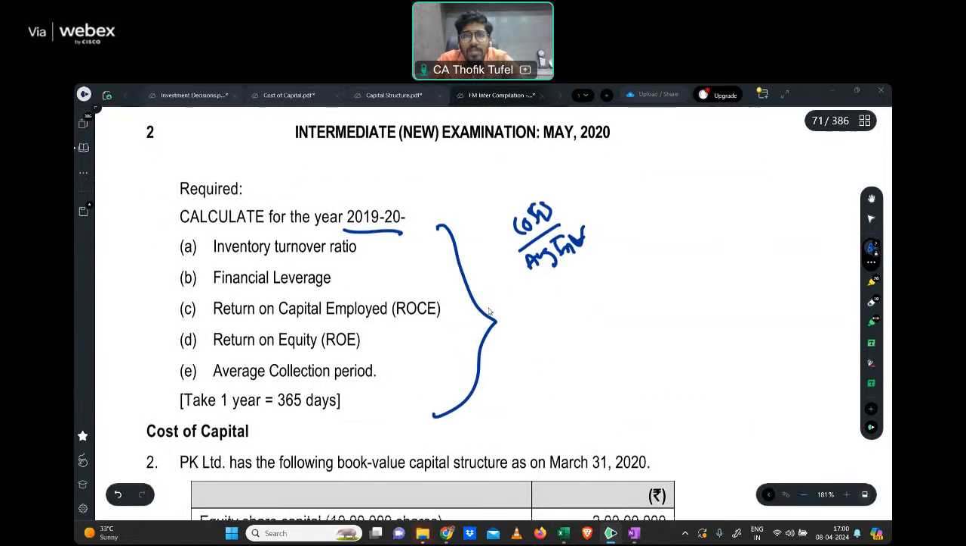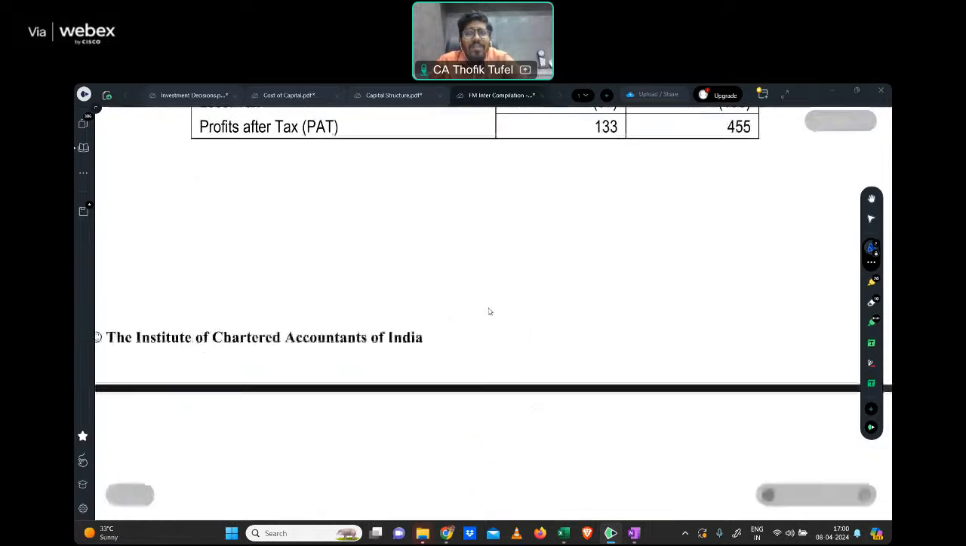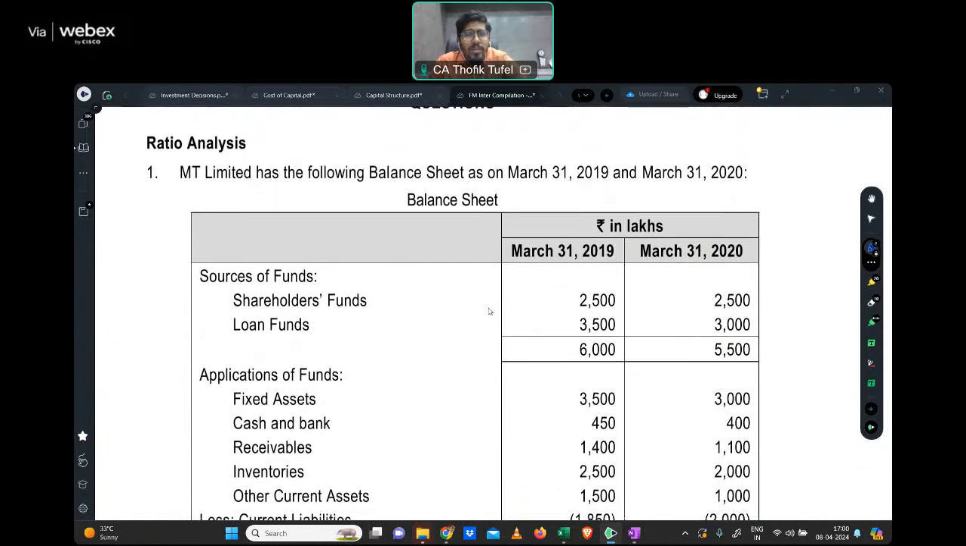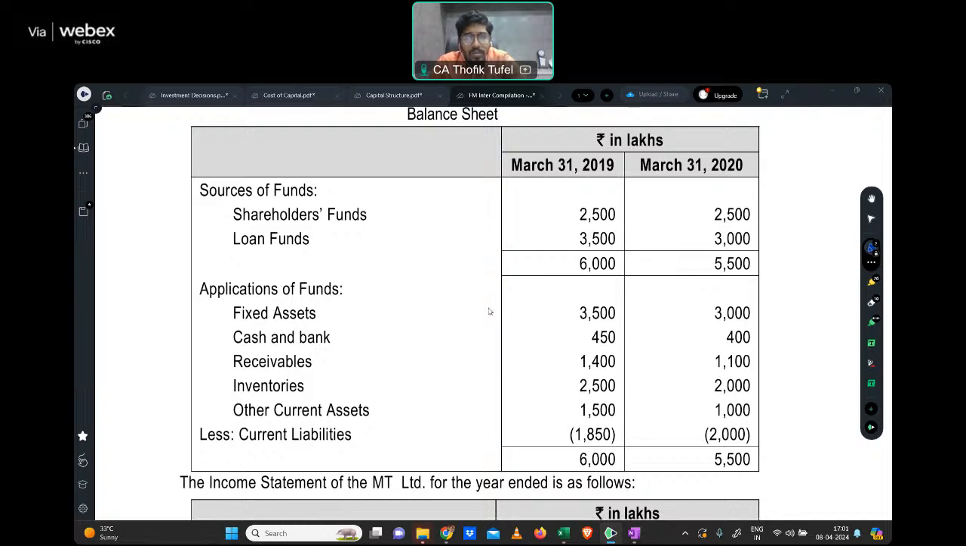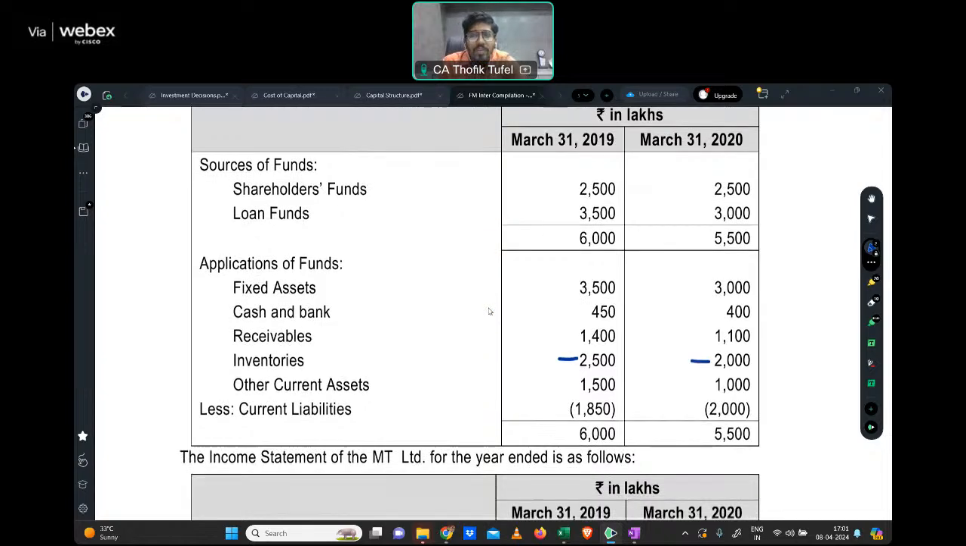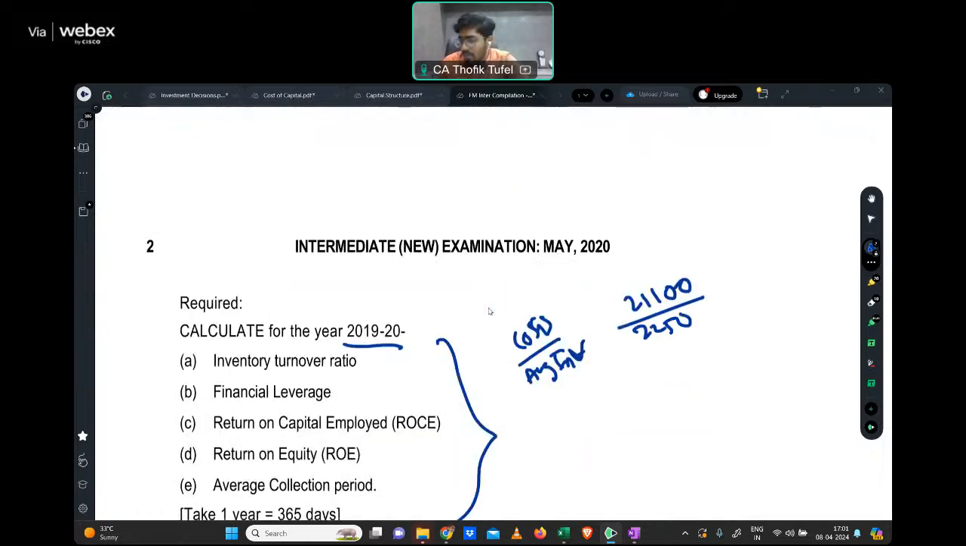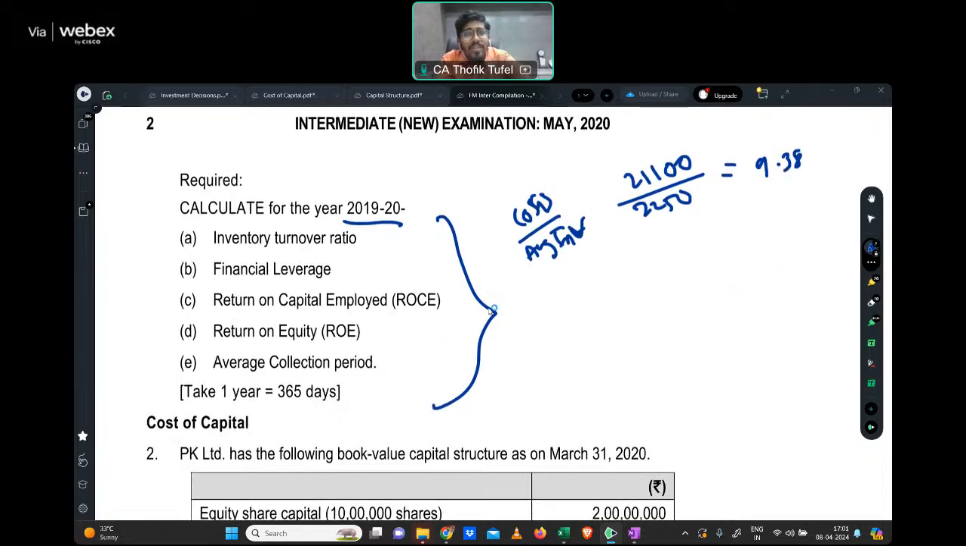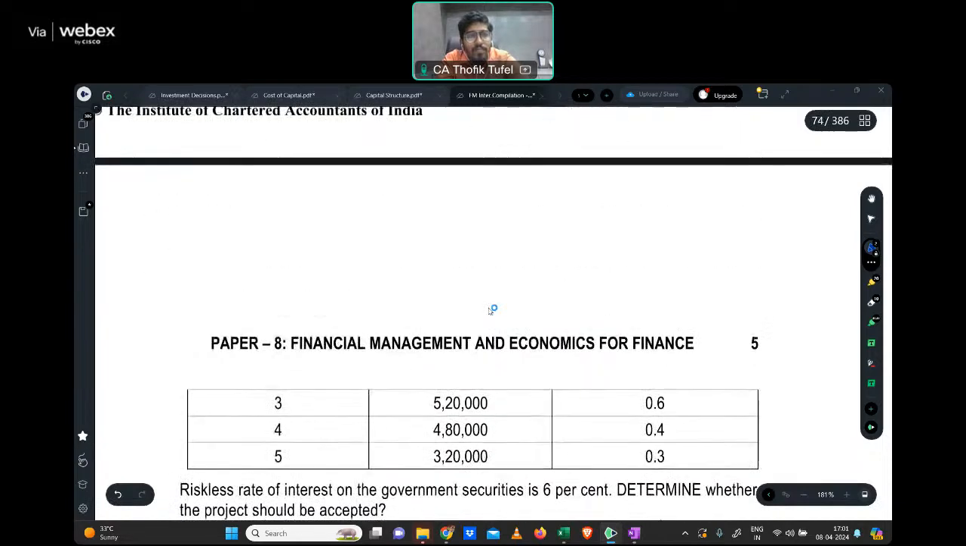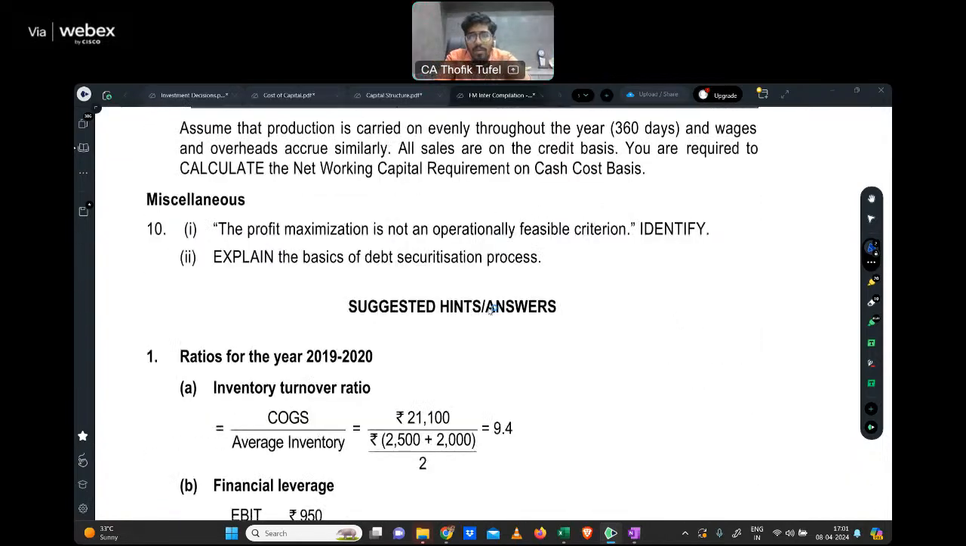So 21,100 is your COGS. Average inventory is opening inventory plus closing inventory divided by 2. What is your opening inventory? 2,500. What is the closing inventory? 2,000. So 4,500 divided by 2, what do you get? 2,250. So 21,100 divided by 2,250 is equal to 9.38 times. So by calculation you get 9.38 times as the answer. Here also the same comes, 9.4, that is 9.38 times.